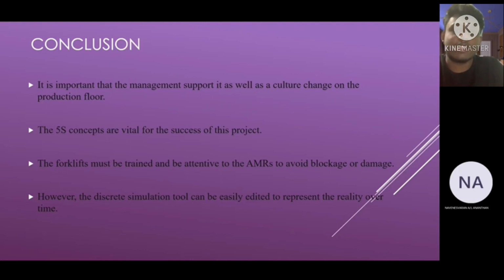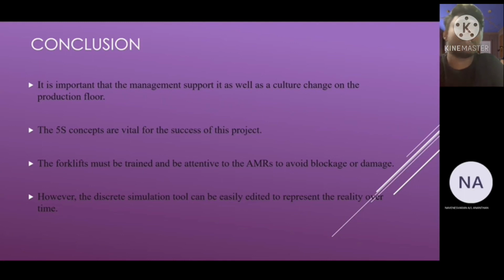The cells and aisles need to be kept organized, allowing the flow of the mobile robots. The blockage of the aisles can have a major impact on the performance of AMRs, as the material will be handled by AMR and forklift. The forklift must be trained and be attentive to the AMR to avoid blockage or damages.